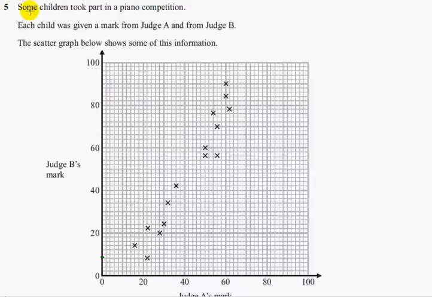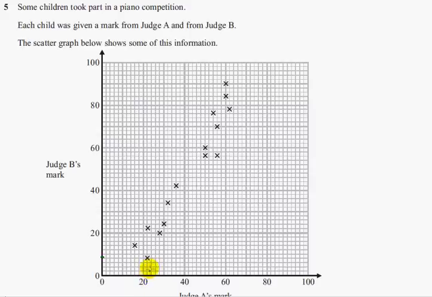Question 5. Some children took part in a piano competition. Each child was given a mark from Judge A and from Judge B. The scatter graph below shows this information. So each cross here represents a child who took part in the competition.